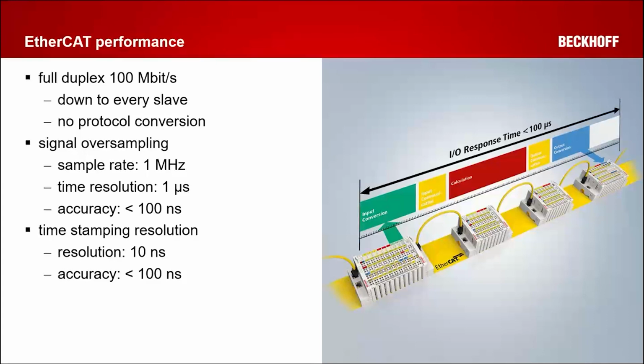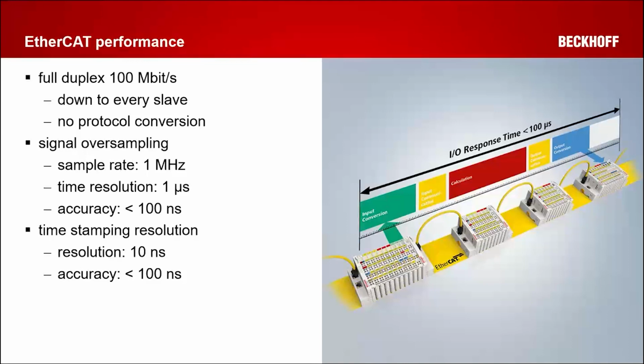And it has specific technologies like the oversampling technology, which allows us to sample very high frequency data. 50 kilohertz is nowadays common in our terminals. Theoretically, it will go up to 1 megahertz. And all these signals are also very time accurate because of the distributed clocks technology inside EtherCAT. Every signal gets a timestamp with a resolution of 1 microsecond, and the synchronization is better than 100 nanoseconds.